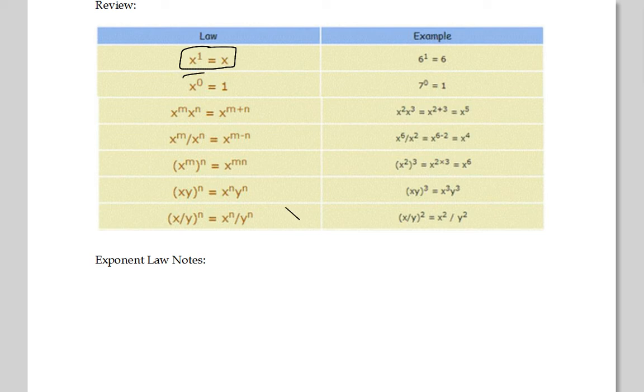The next one is a little bit different because it says x to the power 0, and it says that it's going to equal 1. If you look at the example, 7 to the power 0 equals 1. Okay, so this is just something you're going to want to memorize.